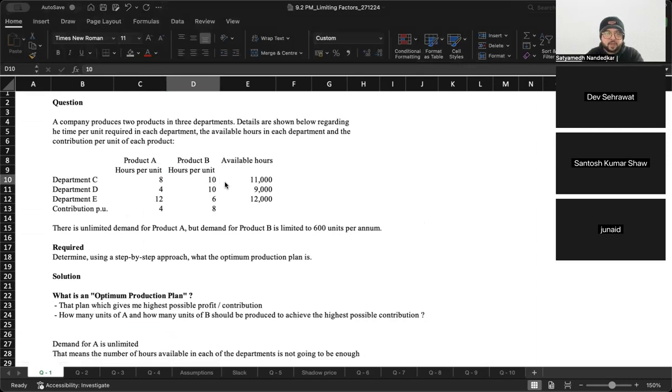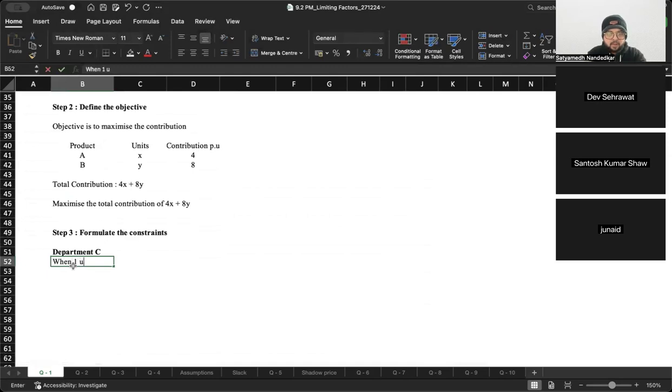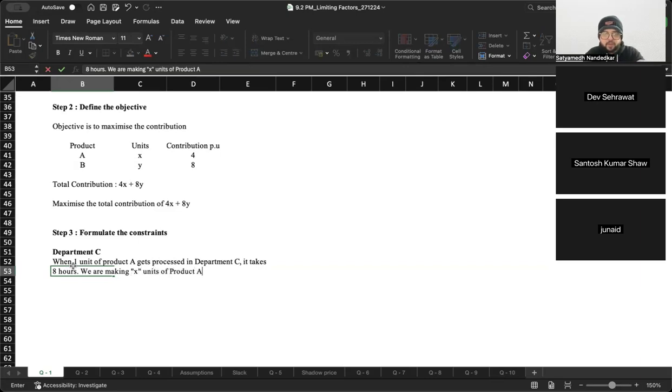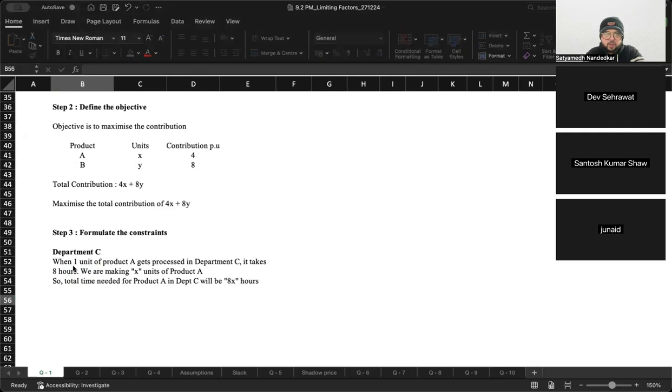Okay, so let's write that down. When one unit of product A goes through, or let's say gets processed in department C, it takes 8 hours. Okay, and we are making how many units? We are making X units of product A. So total time needed for product A in department C will be how many? 8x hours. That will be the total time needed.